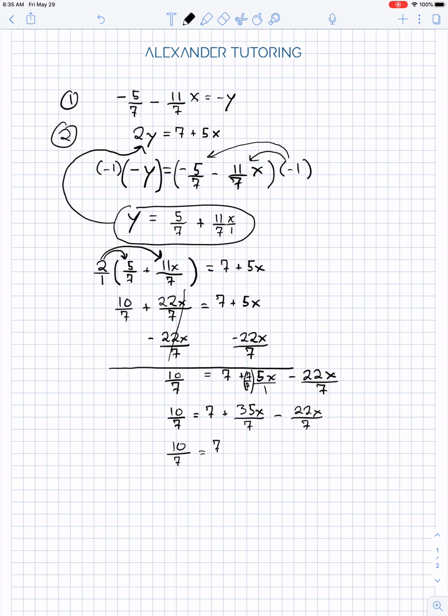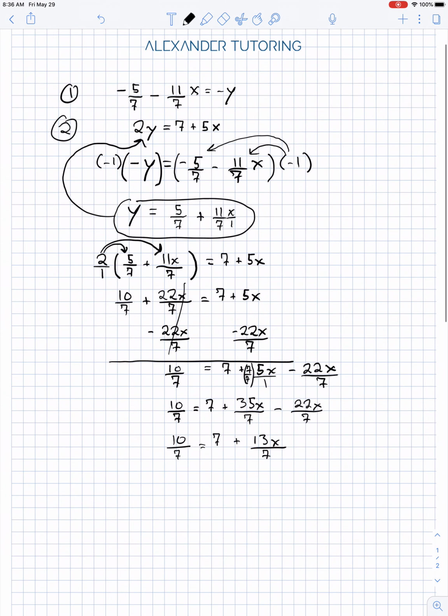Okay, so we have our common denominator, 35x minus 22x is 13x, I think, over 7. Okay, and so we succeeded in getting all the x terms to the right-hand side. Now we have to get all the non-x terms to the left-hand side. So I'm going to subtract the 7 from both sides. Draw a line underneath. Equal sign comes straight down. And guess what? Another fraction.